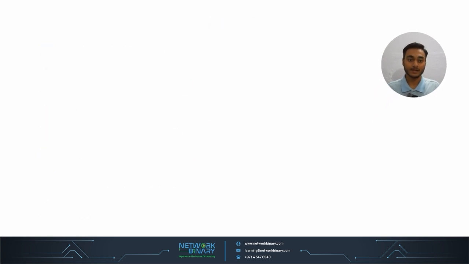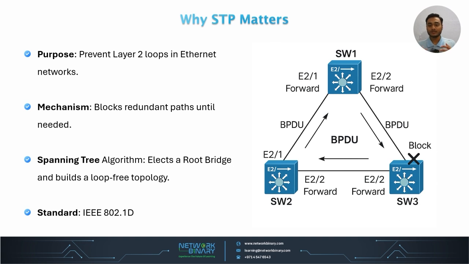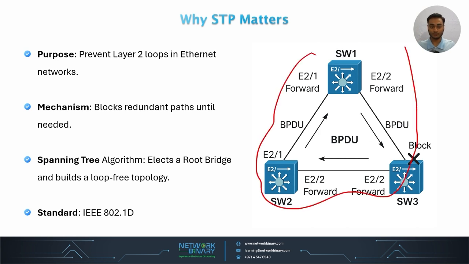Let's start with what exactly STP is. It's simple. When you connect switches with redundant links, you create loops. And even if not redundant links, if you have a redundant topology, you can still create loops. This is where STP steps in. It elects a root bridge and blocks the extra paths so your network doesn't freak out. That's the original loop prevention.